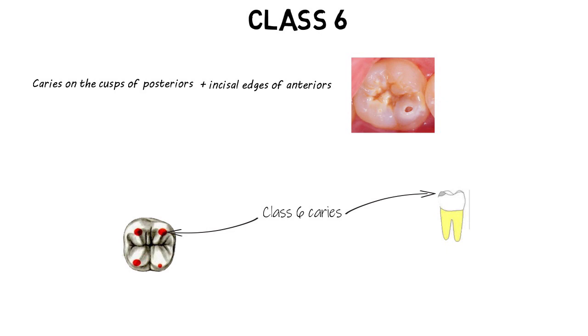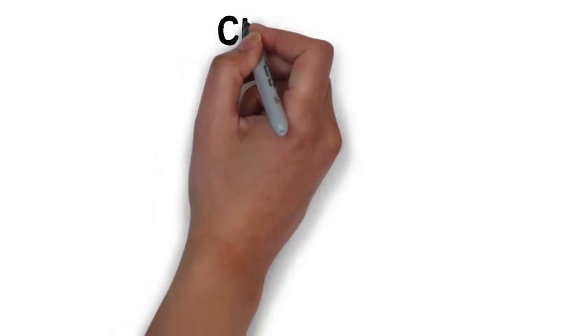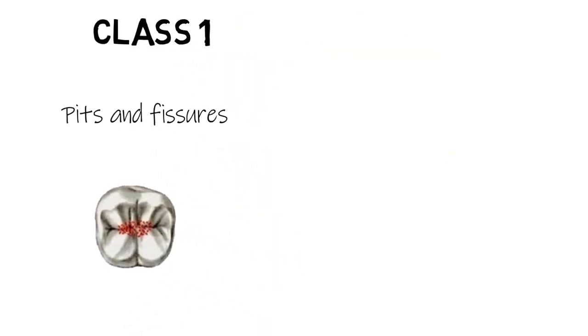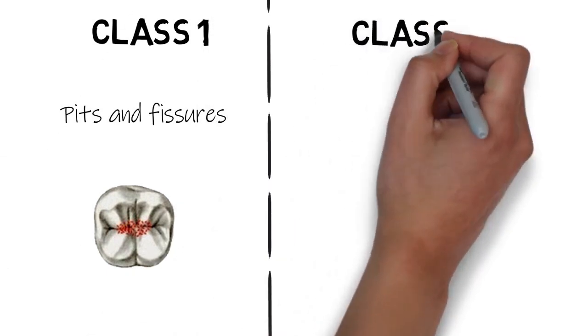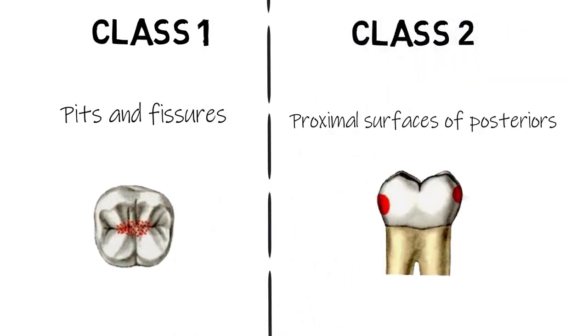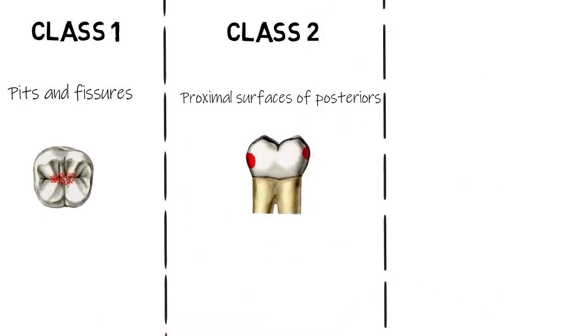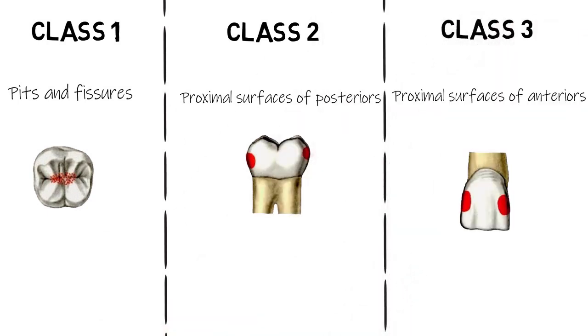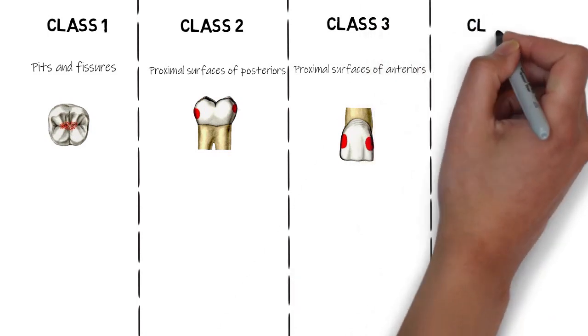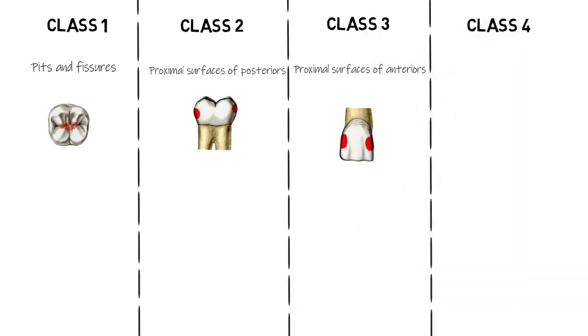So these are all the classes of Black's classification of dental caries. Just a quick overview. Class 1 includes the carious lesions of the pits and fissures. Class 2 includes the carious lesions on the proximal surfaces of the posterior teeth. Class 3 includes the lesions occurring on the proximal surfaces of the anterior teeth. Class 4 includes the lesions occurring on the proximal surfaces that also involve the incisal edges of the anteriors.